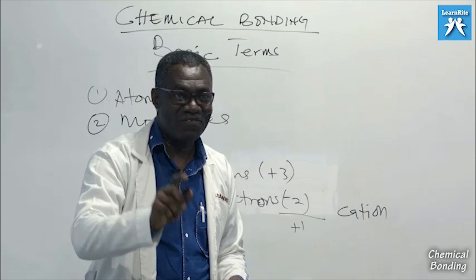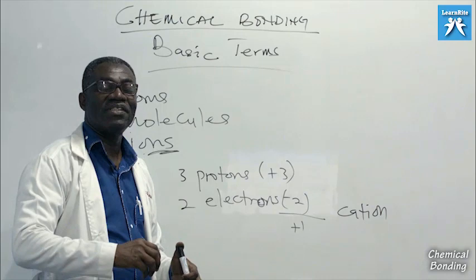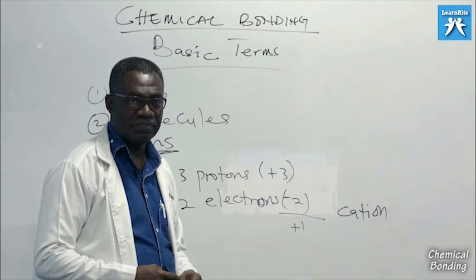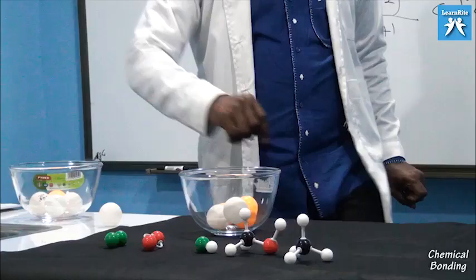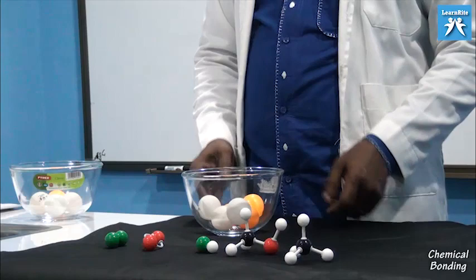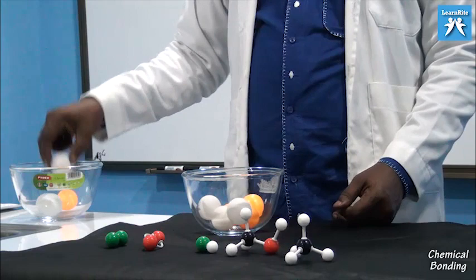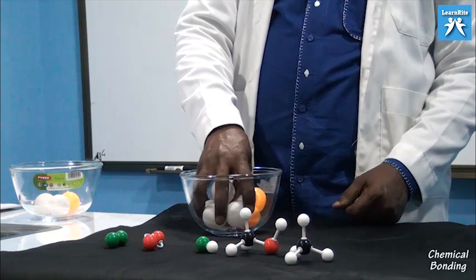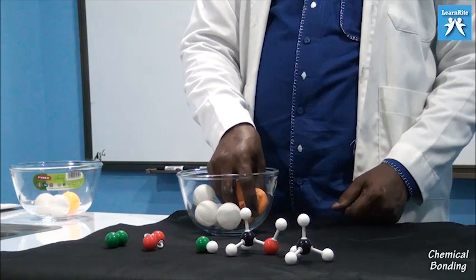Any positively charged ion, because that particular atom has lost some electrons, one or more electrons, is called a cation. Again, an atom can gain electrons. If I still have my balanced atom like this, this atom can receive an electron from a neighboring atom. So if I add this to it, now what do you have? I'll have four electrons compared to three protons.